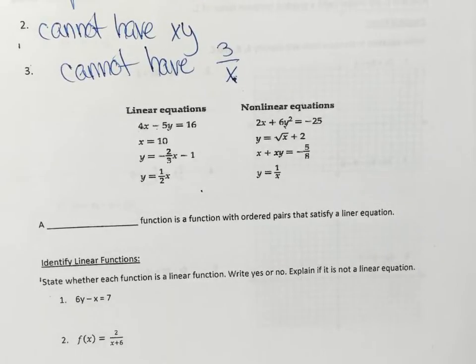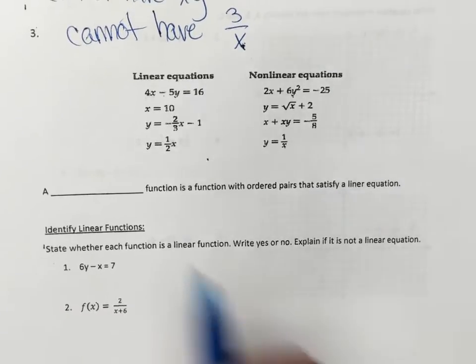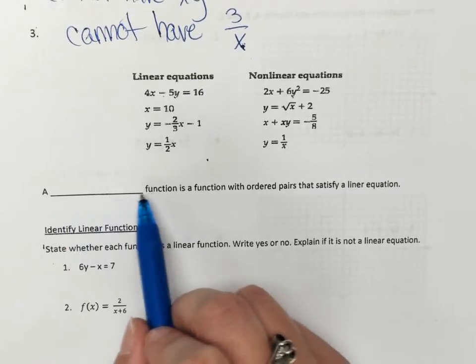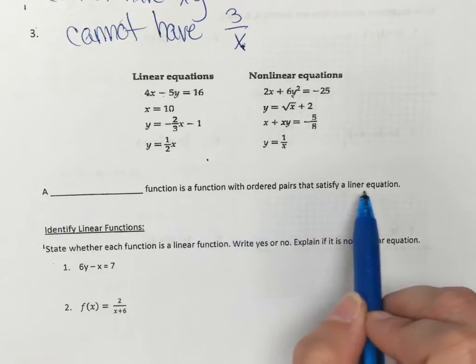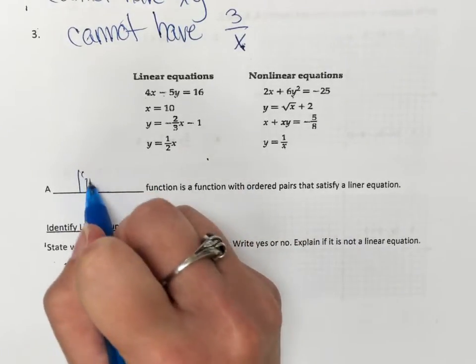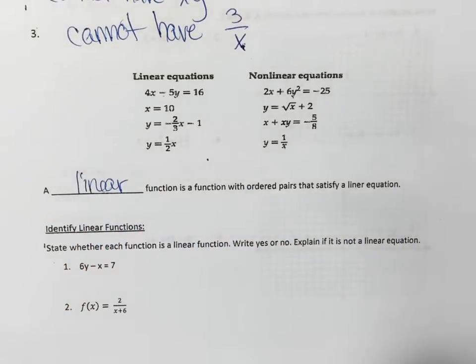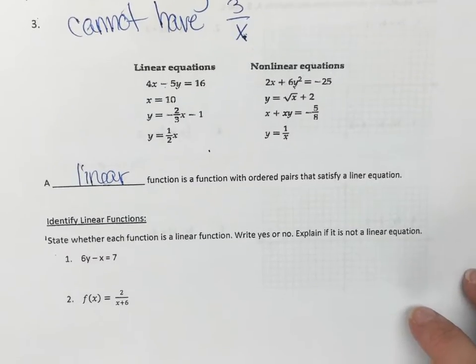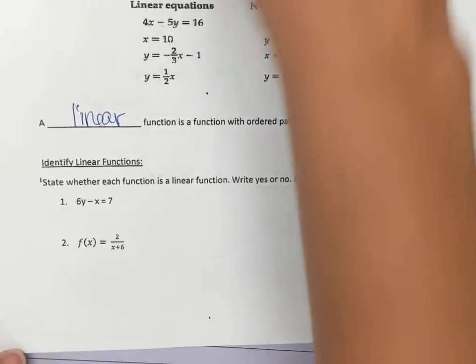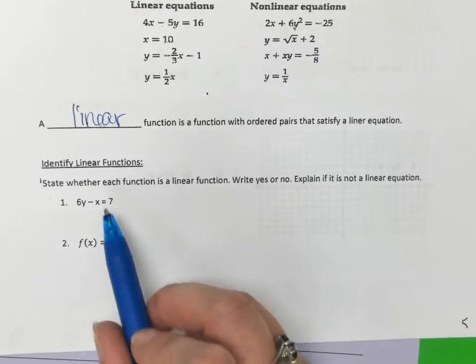So let's get down to number 1. Oh, sorry. Right here. A blank function is a function with ordered pairs that satisfy a linear equation, and that's a linear function. Sorry, I almost forgot that one. Alright, first thing we need to do on 1 and 2. By the way, on 2, f of x is the same as what letter? Y. It's the same as y, right?